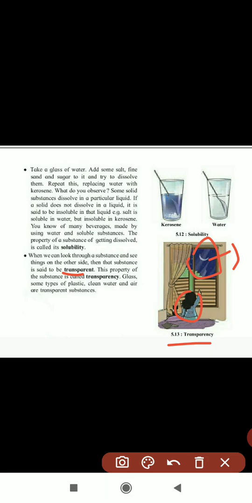Glass, some types of plastic, clean water and air are transparent substances. Transparency means what, children? When we can look through a substance and see the things on the other side. Yes, children, that is known as transparency.